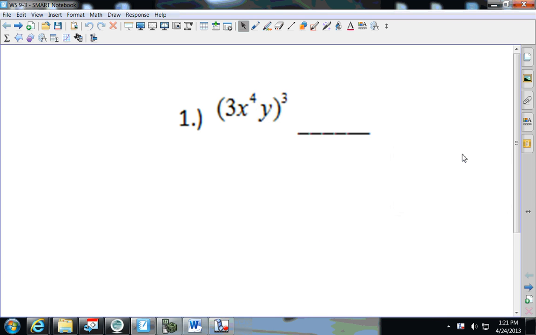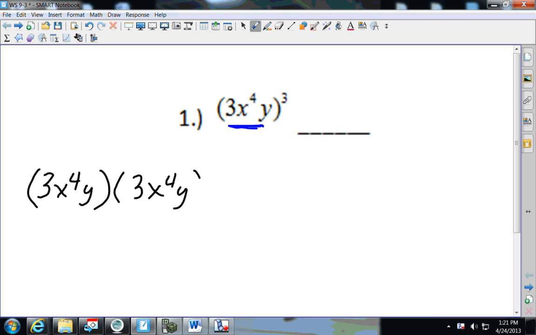All right, this is going over more practice of exponents. Now, this has everything inside the parentheses all raised to a power. One way you could do this is to rewrite it all, because it's saying all of this inside here means you multiply it by itself 3 times. So it'd be 3x to the 4th y times 3x to the 4th y times 3x to the 4th y.